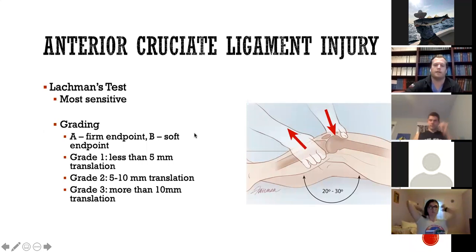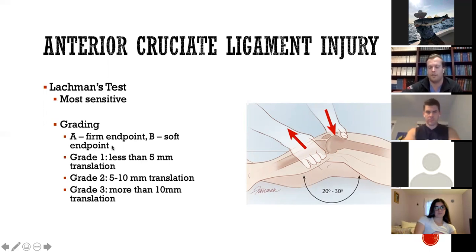Again, it's something that you're going to have to unfortunately get your hands on to figure out how it works best for you. But the general principle is that you will put the leg in 20 to 30 degrees of flexion. You use one hand to stabilize proximally on the femur, while your other hand attempts to translate the tibia anteriorly to see whether there's that firm endpoint. Additionally, you assess how much the tibia is translating in relation to the femur.